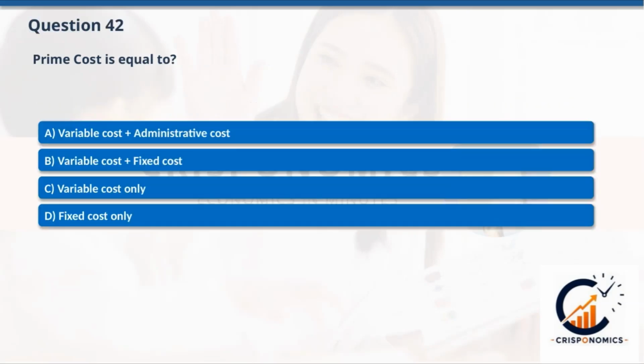Let's look at the options for what prime cost might equal. We have fixed cost only, variable cost only, variable cost plus fixed cost, and variable cost plus administrative cost.